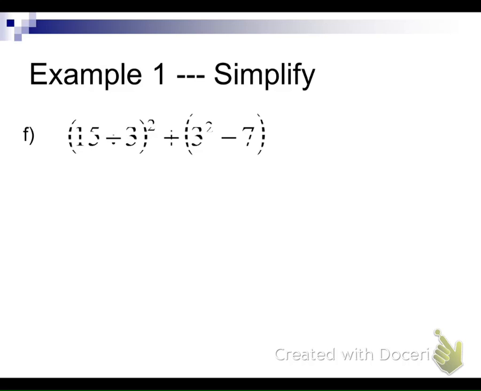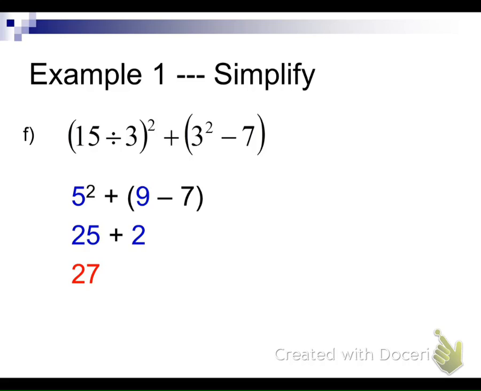Let's look at letter F. 15 divided by 3 squared plus 3 squared minus 7. Okay, I'm going to do a couple of things in this first step. I'm going to do the division inside that first parentheses, and the exponent inside that second parentheses. So 15 divided by 3 is 5, so I have 5 squared, plus 3 squared, which is 9, so 9 minus 7. 5 squared is 25, 9 minus 7 is 2, add them together, you get 27.